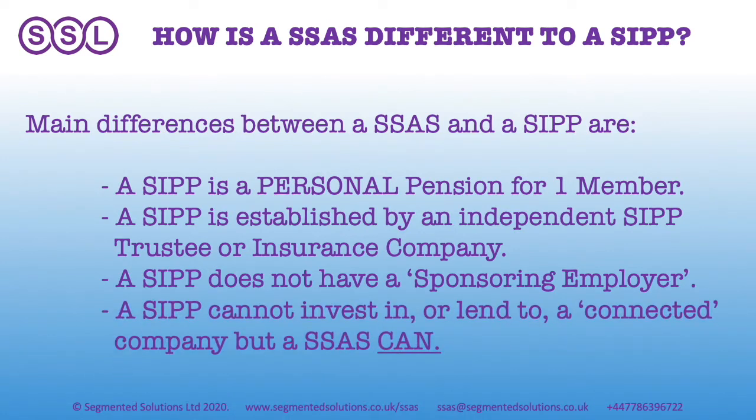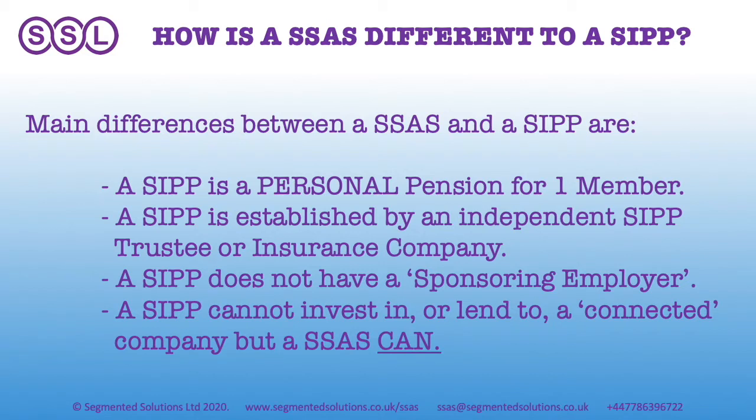A SIPP cannot invest in or lend to any connected party. So if you have a business, you cannot have funds out from your SIPP to invest in that business in any way. However, with a SSAS, you can get involved. A SSAS is allowed to have a relationship with anyone that it's wanting to, including the sponsoring employer, subject to HMRC's rules.